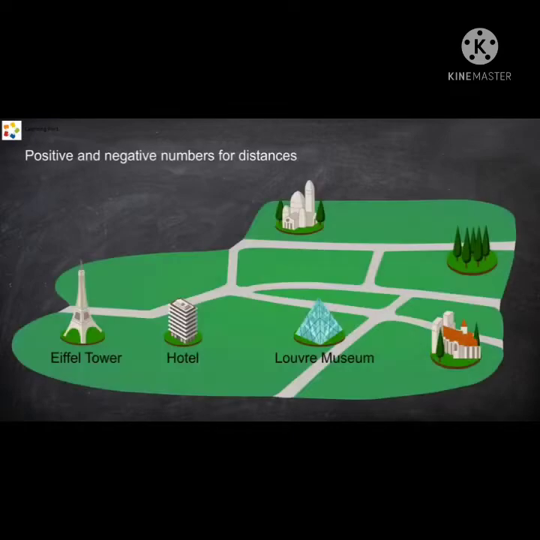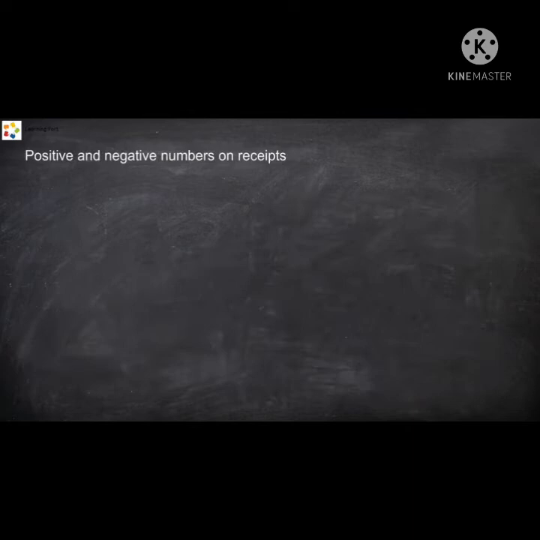The next application is a map. In order to tell where a place is located from a particular place, we need not use the terms right and left always. We can also tell that the museum is about 5 km from the hotel and the Eiffel Tower is about minus 2 km in the opposite direction. Here, the hotel is taken as the zero of the number line, to the right of which are the positive integers and to the left are the negative integers.